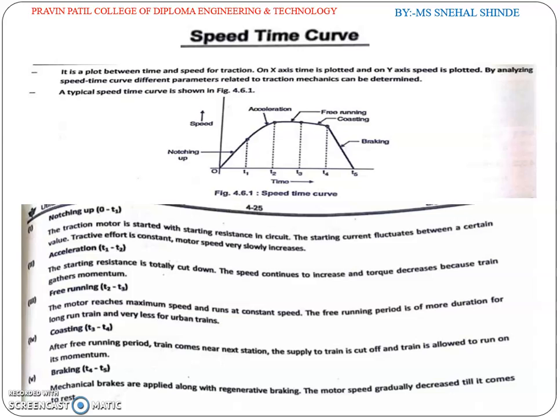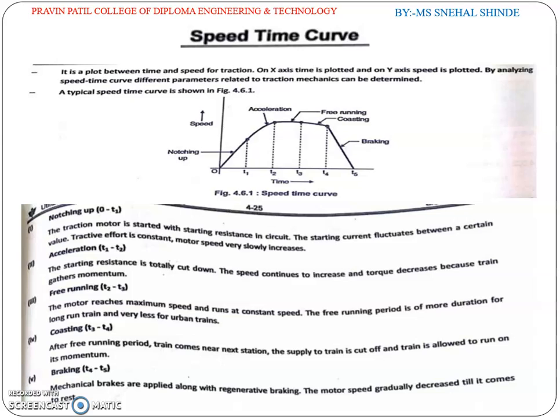So the power is cut off and the train is allowed to run under its own momentum. The speed gradually falls due to the train resistance, friction, and windage. So during coasting, the train runs without any input power.